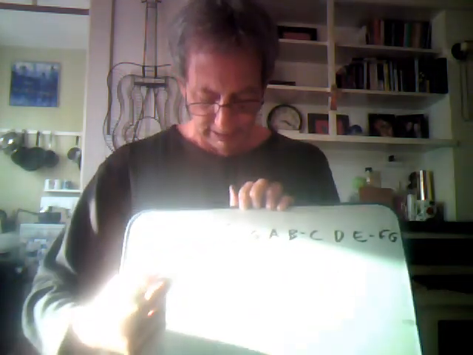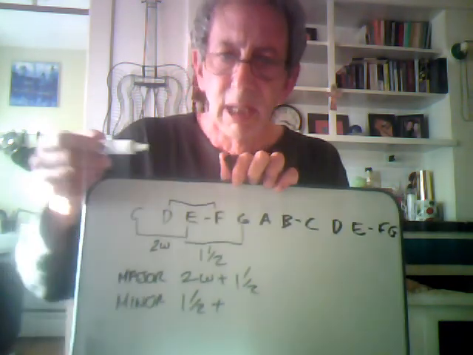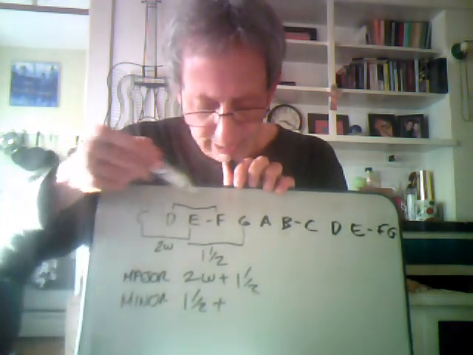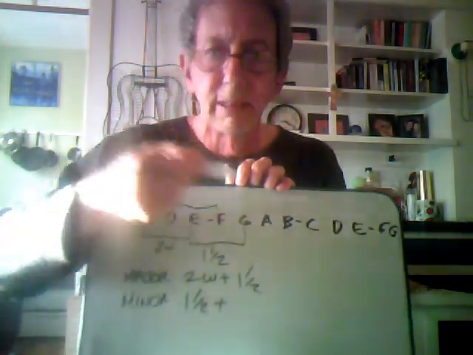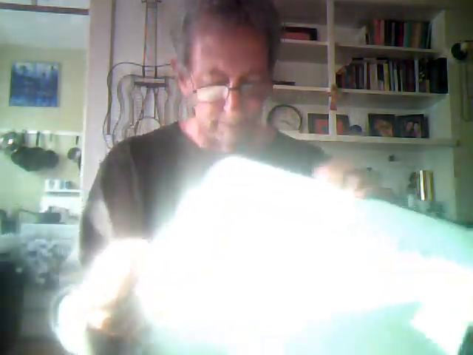So the root to the third in D minor is 1.5 plus, then we look at, well, I'm getting a lot of glare here. We look at D minor, D F A, F to A, as you can see, F to A is a whole step.